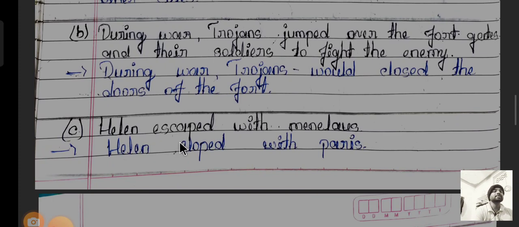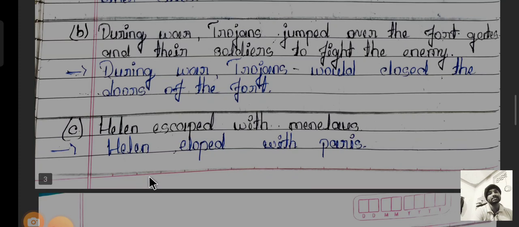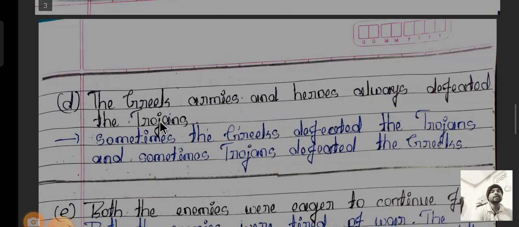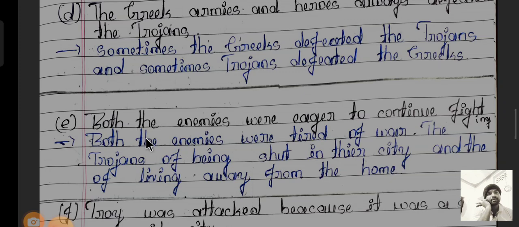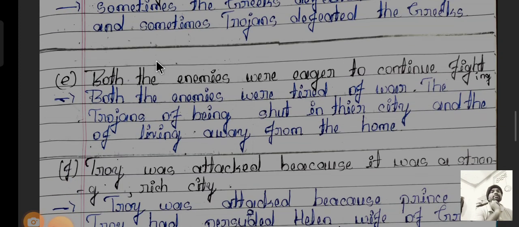Helen escaped with Menelaus. Helen escaped or eloped with Paris. The Greek armies had heroes who always defeated the Trojans. Sometimes the Greeks defeated the Trojans and sometimes the Trojans defeated the Greeks. Okay. Next question, E. Both the enemies were eager to continue fighting. Both the enemies were tired of war. The Trojans were tired of being shut in their city and the Greeks were living away from home.